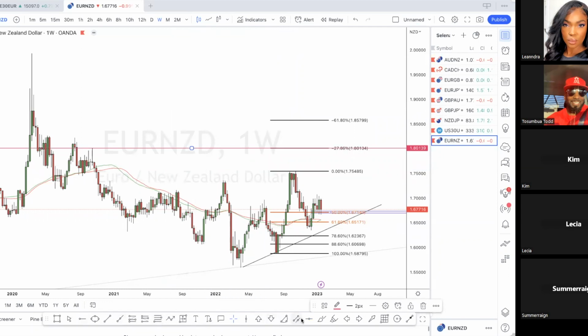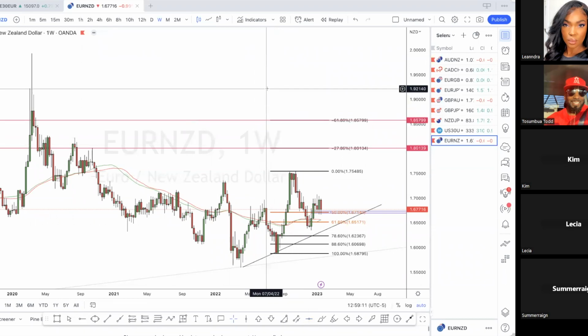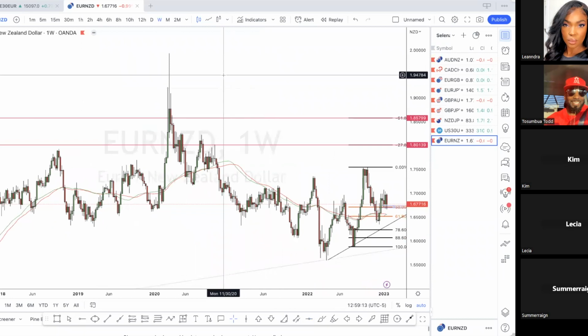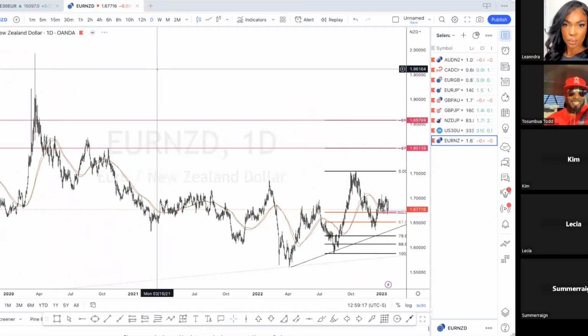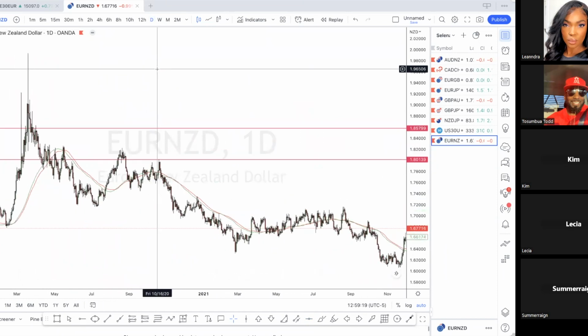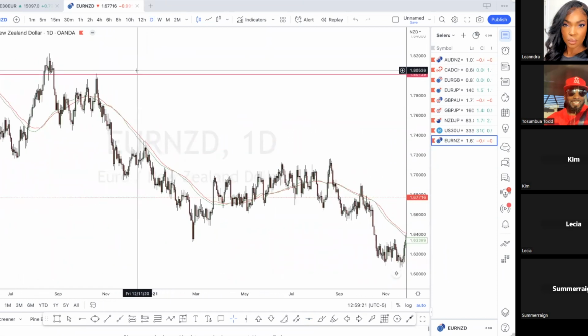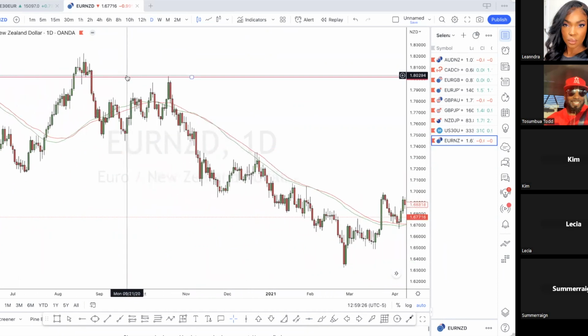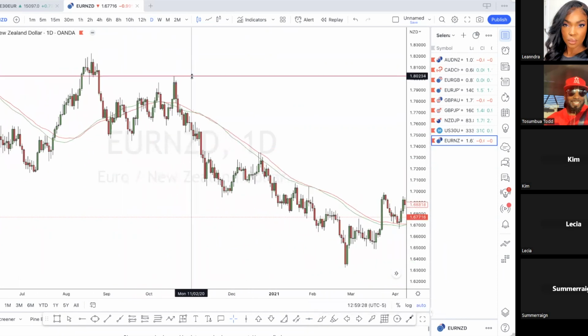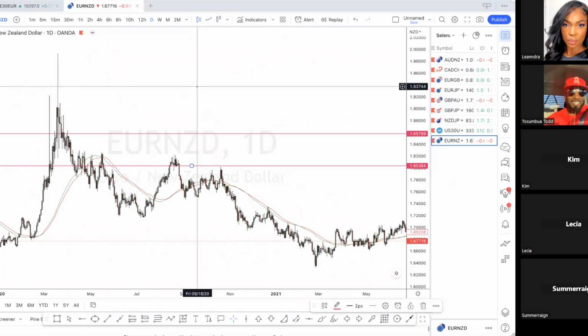Hey, why are you going so in detail? I just kind of wanted to show a little confluence, because that's what I did. Go into detail. There's an order block right there.